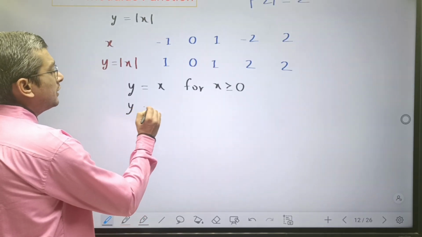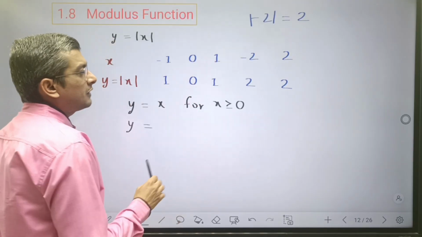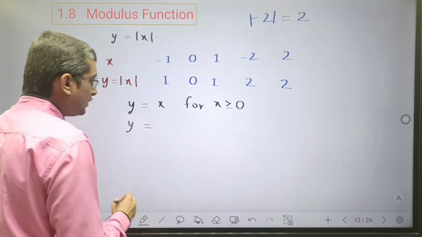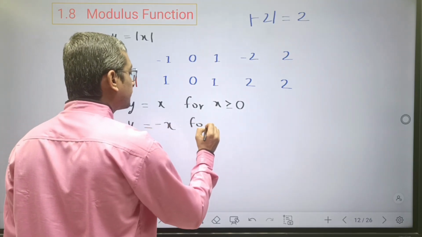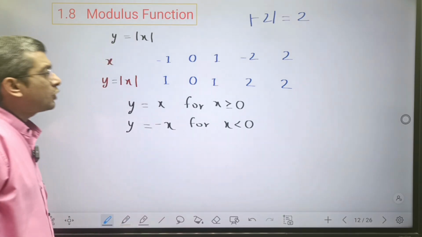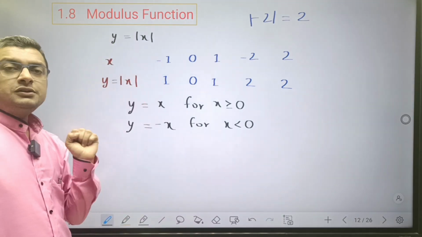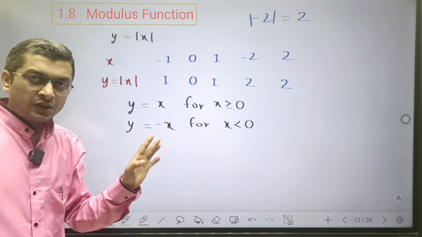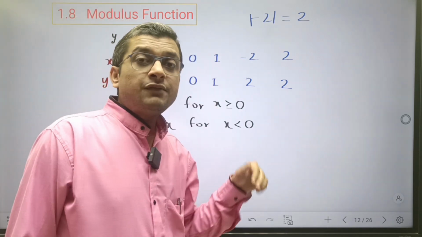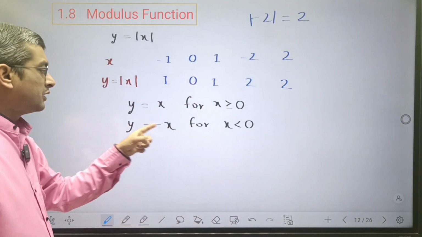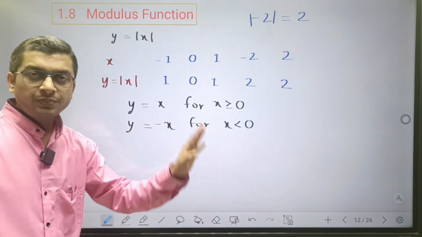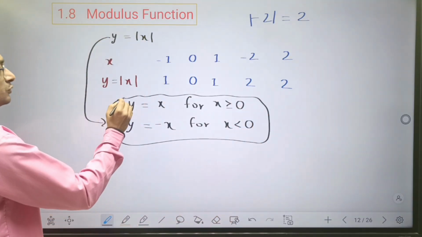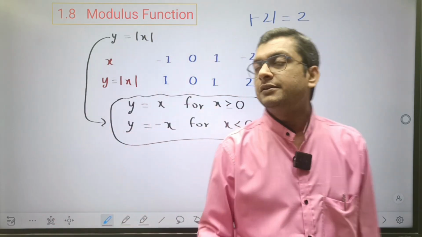But what happens for values less than 0? For example, if you put x is equal to minus 1, then y becomes equal to plus 1. So you can write y is equal to minus x for x less than 0. Observe carefully. x is equal to minus 1, then y is equal to minus of minus 1, that is plus 1. If you put x is equal to minus 2, then y is equal to minus of minus 2, that is plus 2. So y is equal to minus x for x less than 0. So this mod function gets converted into two separate equations. This is the logic behind the modulus function.